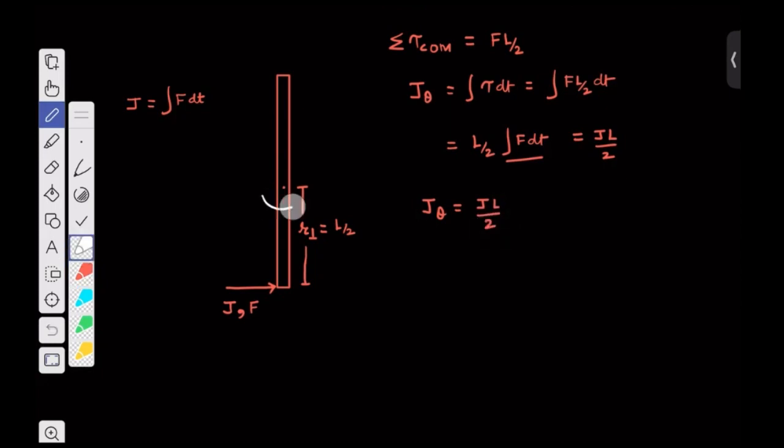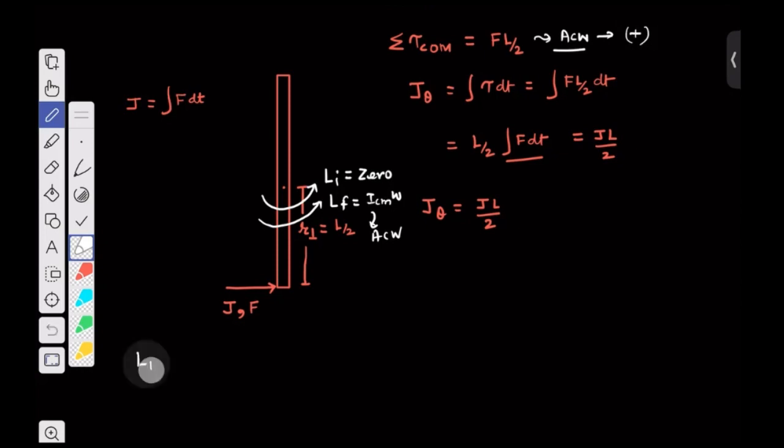Just before the impulse, nothing was happening. Initial angular momentum about the center of the mass is 0. And just after the impulse, it rotates with omega. So final angular momentum is going to be ICM omega. And in what direction does it rotate? In anti-clockwise sense, no? And the torque of this force is also going to be in anti-clockwise sense. So there is only one torque which is impulsive and its sense is anti-clockwise. So I'll take the anti-clockwise as positive. So we have initial angular momentum 0, final angular momentum plus ICM omega.